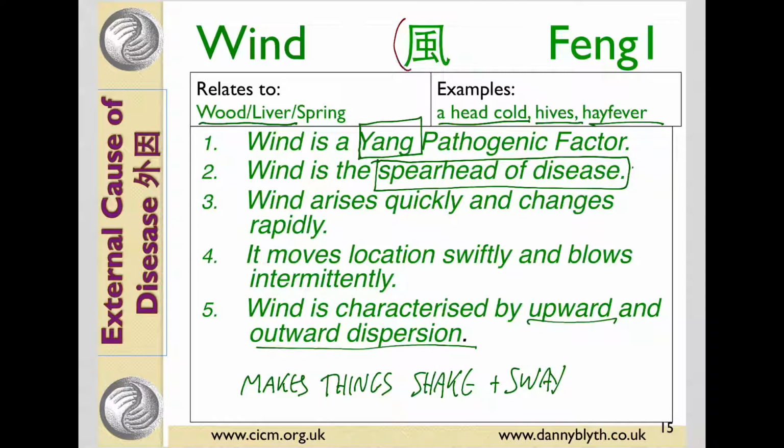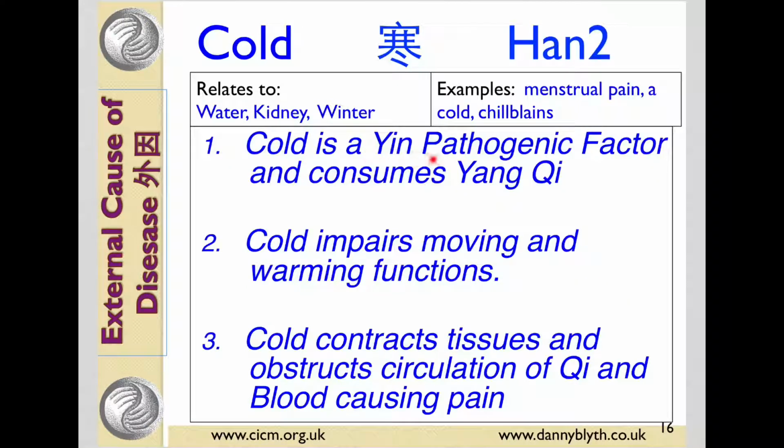The character shows a sail on the outside, so the image of the wind, and the inside is an insect, a flying insect. So it has this idea of being an environmental factor, but also a contagious one. So cold is a yin pathogenic factor and consumes yang qi, so it tends to be slow and it tends to have a downward and inward nature.